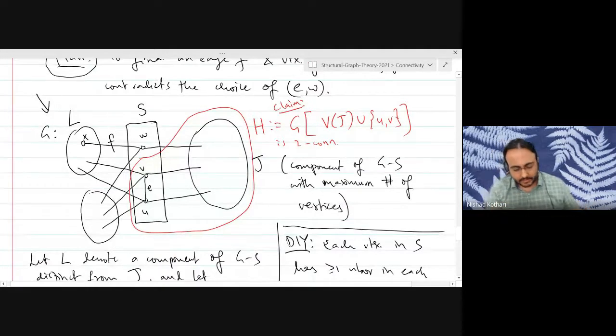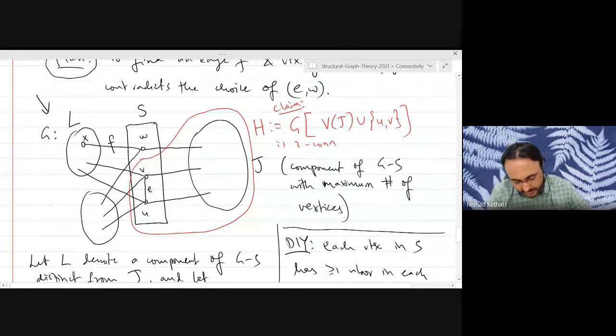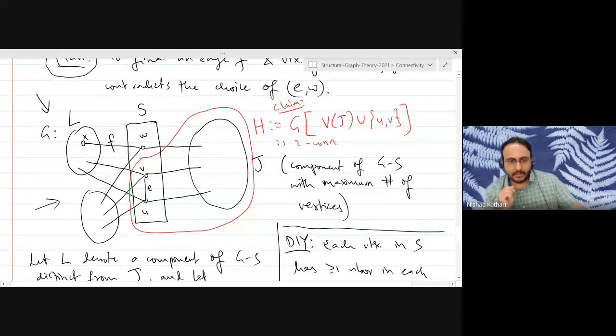Okay, so this is basically the drawing which has all of the important information. When you revisit this proof after the lecture, you want to keep this drawing in mind. It has all of the important features of this proof.